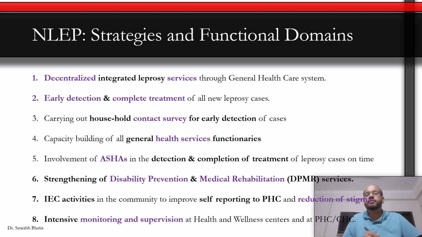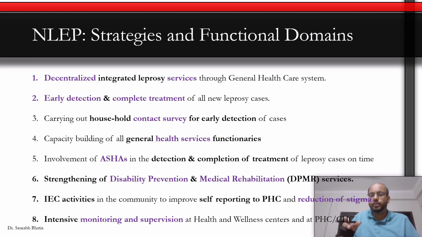What are the strategies and functional domains? In the previous slide, we discussed the vision of NLEP and the mission of NLEP. The mission tells that you have to have a good integrated healthcare system to provide services free of cost to patients and to take care of Hansen's and deformities and disabilities because of Hansen's also. How to achieve that mission? What all things do you have to improve so that you can build that integrated health system, provide services free of cost, and have easy accessibility to services? This is where strategies come into play.